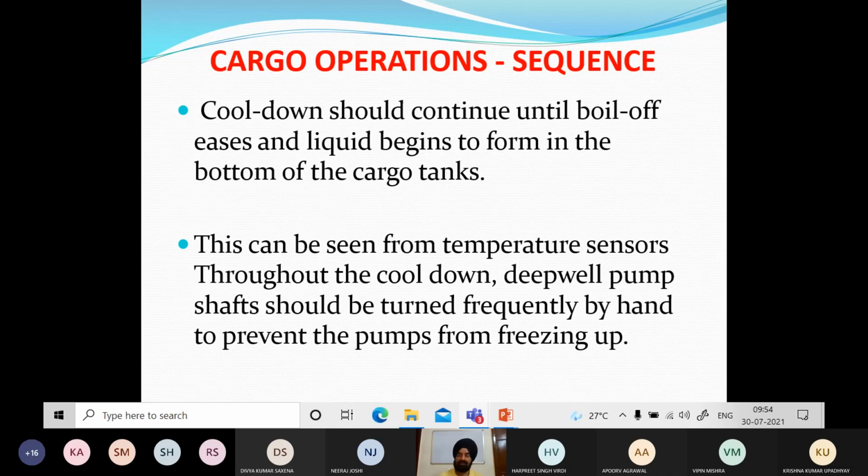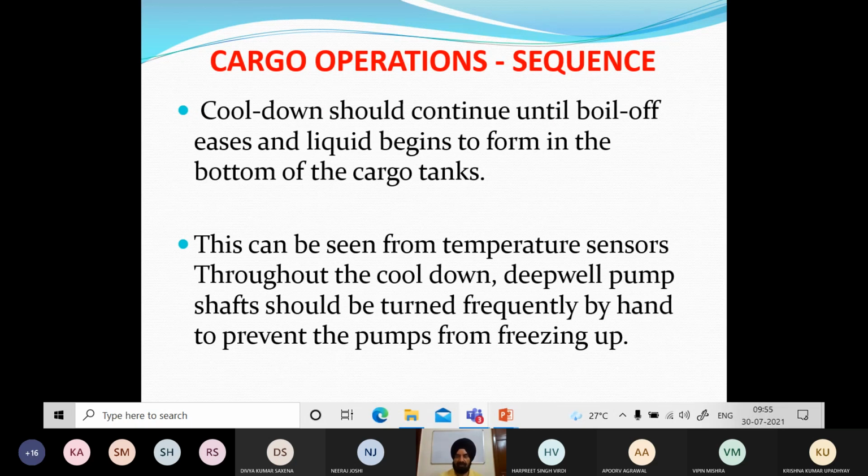Once the tank becomes cooled enough, suppose it comes to that temperature, तब क्या होगा, जैसे ही टैंक आपका ठंडा होगा, then you see until the boil off ceases. अब ये जो लिक्विड गैस है ये वेपोराइज होनी बंद हो जाएगी. तो कूल डाउन should continue until the boil off ceases and liquid begins to form in the bottom of the tank. अब जो आप लिक्विड डाल रहे हो, बिकॉज अब टैंक आपका उसी टेम्परेचर पे आ गया, नो मोर वेपोराइजेशन, नो मोर बॉयल ऑफ. जैसे आप लिक्विड करोगे, वो आपके टैंक में लिक्विड जो है लिक्विड ही रहना शुरू हो जाएगा. So this can be seen from the temperature sensors throughout the cool down.